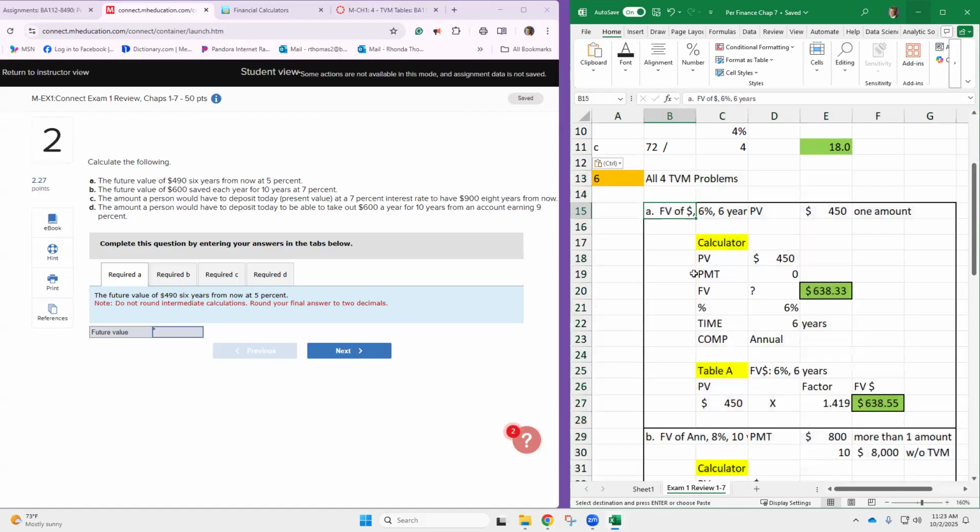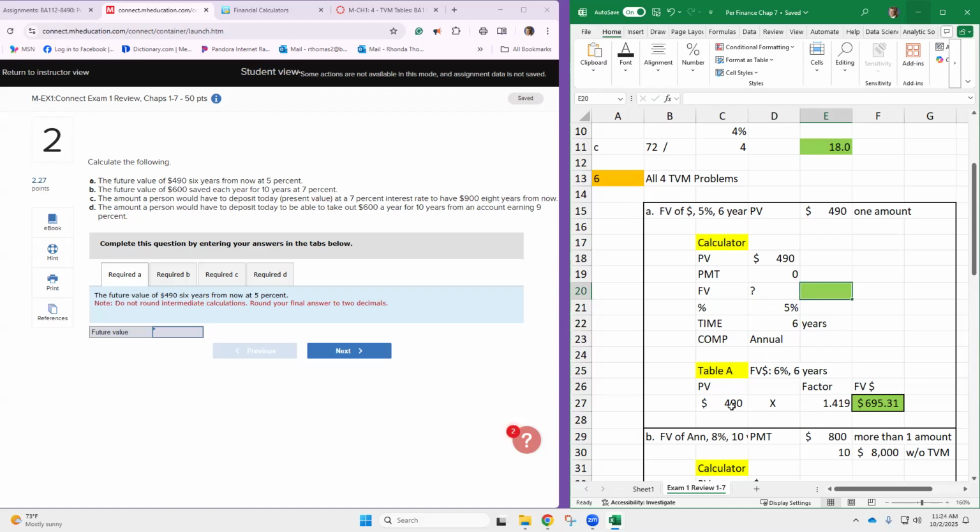So here we go. My first one is the future value of $490. I'm going to put that right here. It's one amount for 6 years at 5%. So I'm going to put in my information here, 6 years at 5%. So we want a calculator. We're going to put, that's going to be the present value of one amount. Okay, and it's going to be 5%, and I have not put it in my calculator yet to check it.